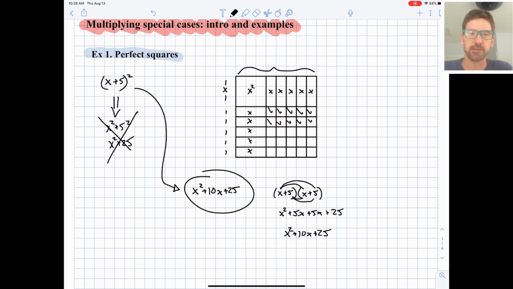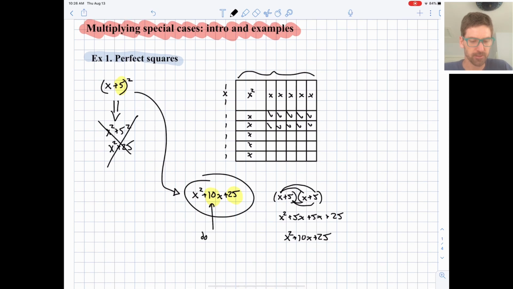But one of the points of this video is to show you some shortcuts. Okay, so if we do have a perfect square, I hope you can see that this 5 up here gets doubled to be a 10 and squared to be a 25. So that's the quick shortcut here. If we have a perfect square, a binomial that's being squared, this is going to be doubled and this is going to be squared relative to the 5 that's in the binomial.